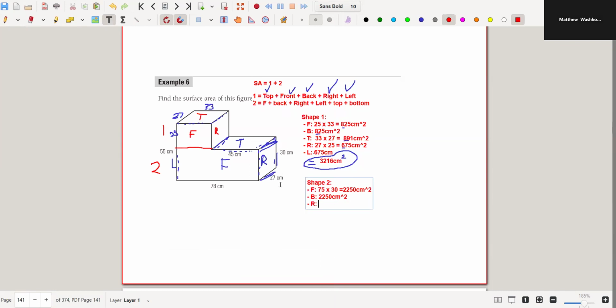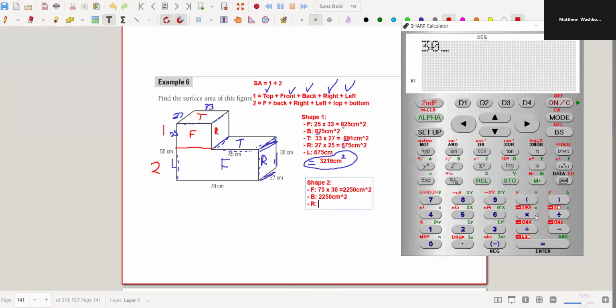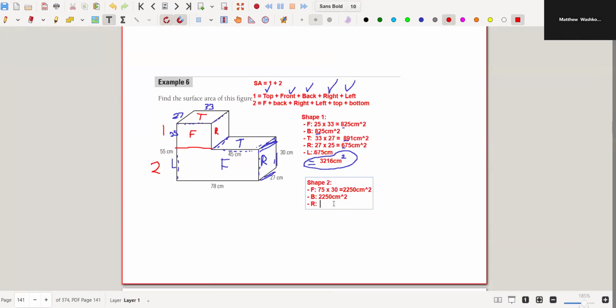30 times 27. It literally tells us. Now that's the same as the part up here that we did before, so I already have that calculation. Wait, no, I don't. Okay, so 30 times 27 is 810. So 27 times 30 gives me 810 centimeters squared. Left side. Is the left side going to be the same as the right side in this case? Yes, it is.